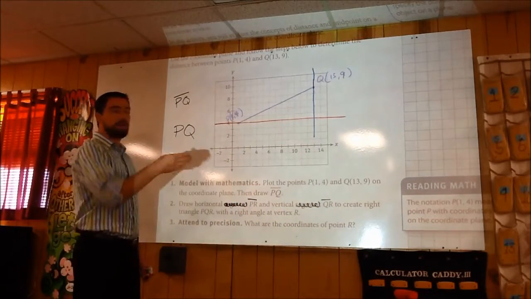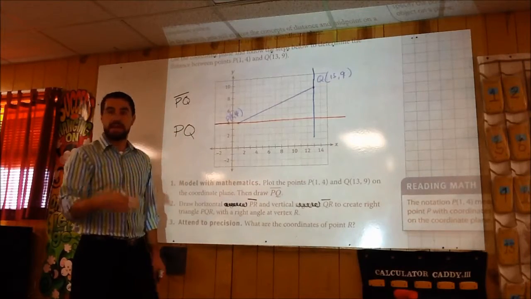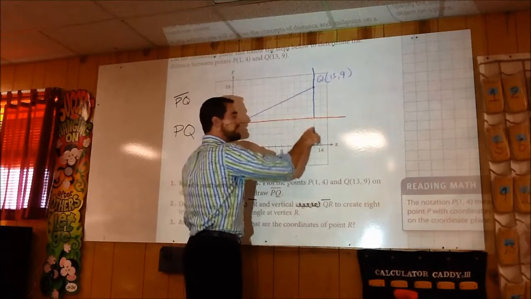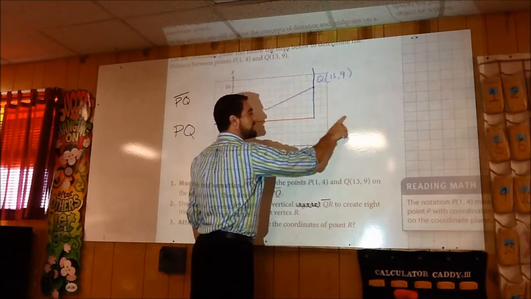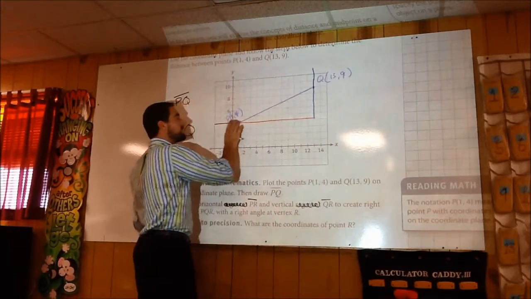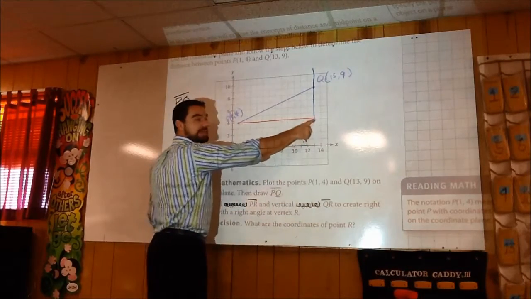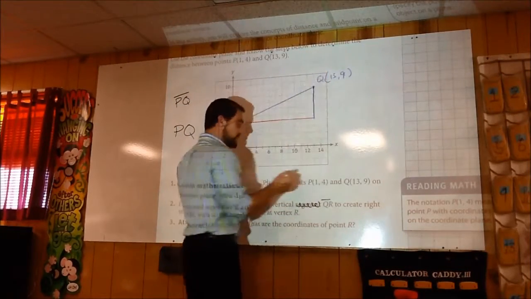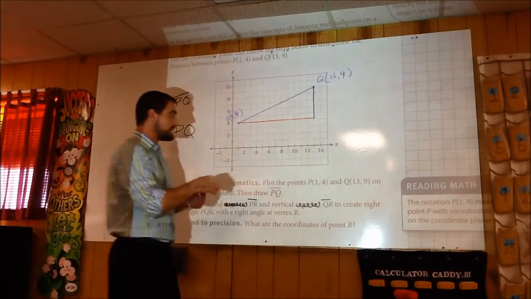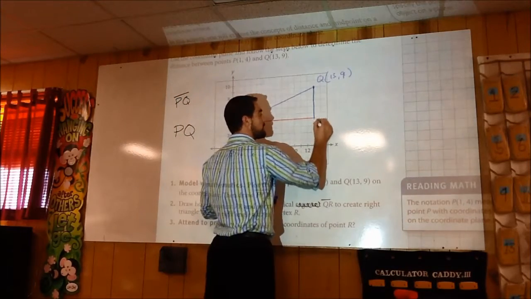And then now I can see, okay, these 2 segments intersect there. And so because both of these segments, horizontal and vertical, contain the same endpoint, point R, that means it has to be here. And so what are the coordinates for this point R? 13, 4.